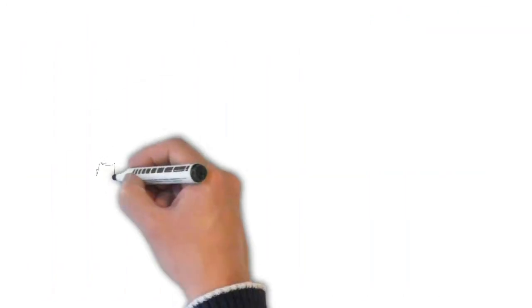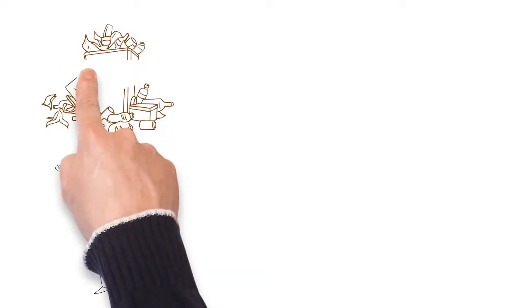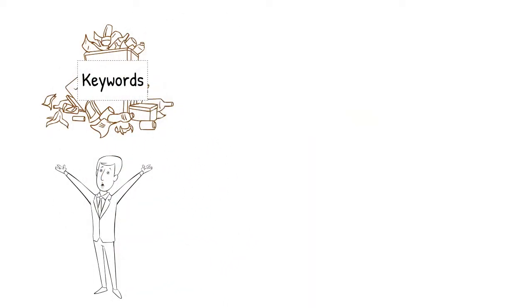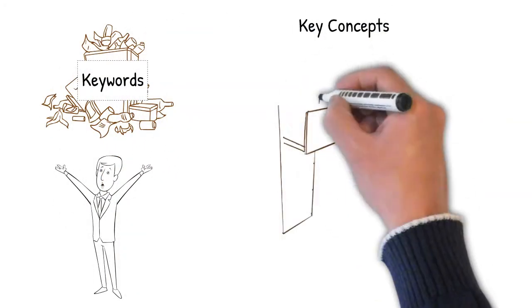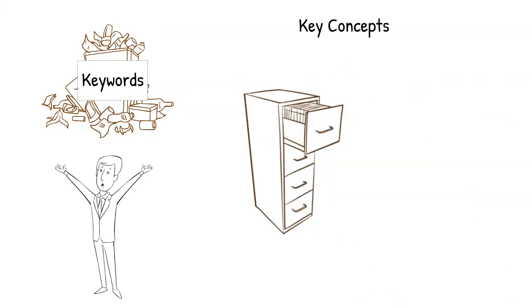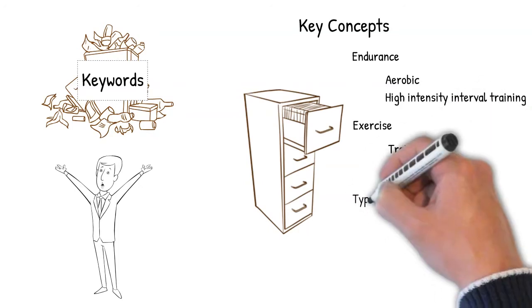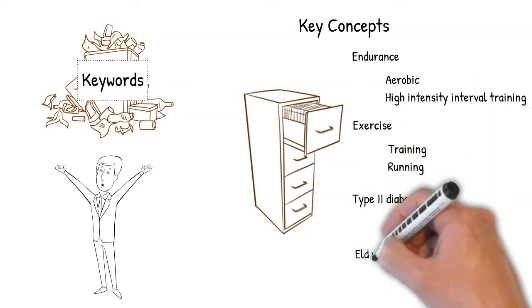One of the best tools for doing this is to master the concept of keywords. As you can probably guess, keywords are simply words that capture a particular component of your research question. So in our example, some good keywords would be endurance, aerobic, high-intensity interval training, exercise, training, running, type 2 diabetes, diabetes mellitus, elderly, age 65. You get the point.